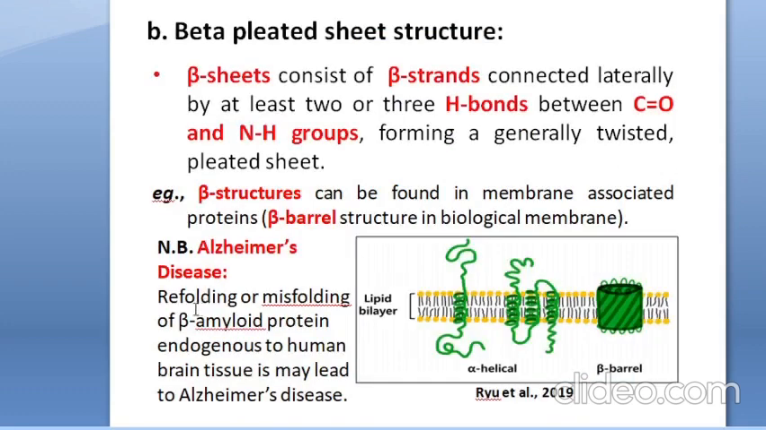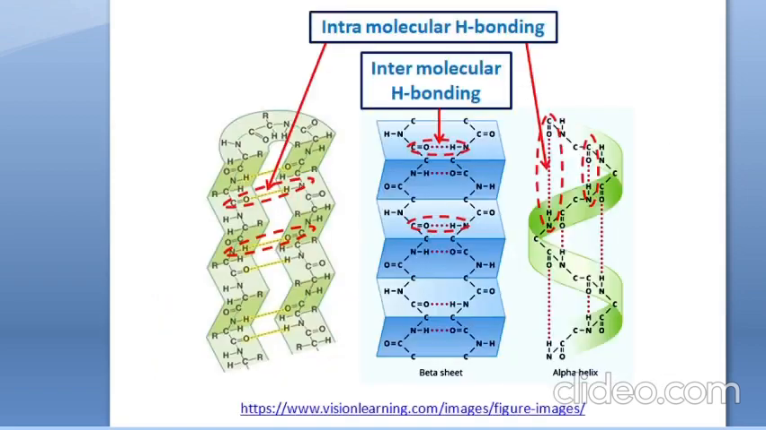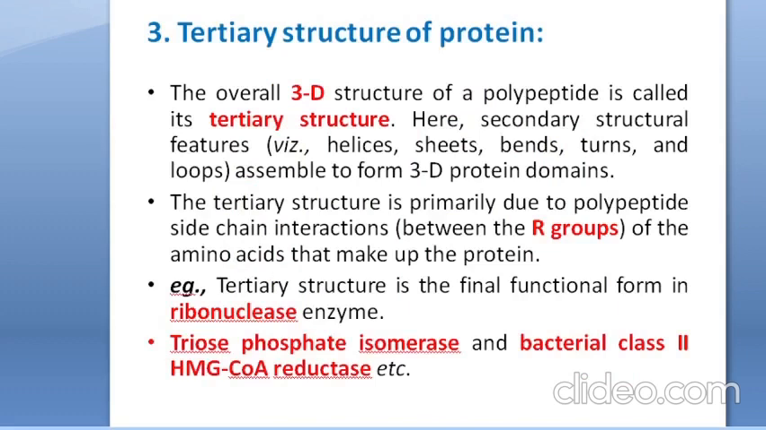One more point which is very, very important for entrance exams is Alzheimer's disease. One of the reasons behind Alzheimer's disease is the refolding or misfolding of beta amyloid protein, which is endogenous to human brain tissues and which may lead to Alzheimer's disease. And this point is important.